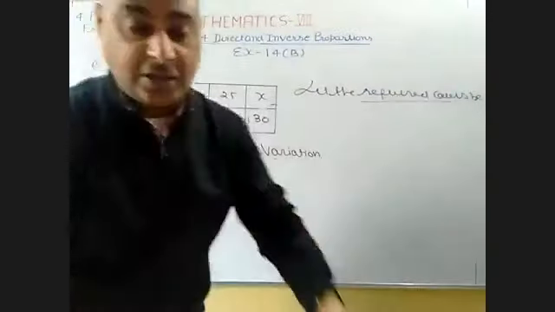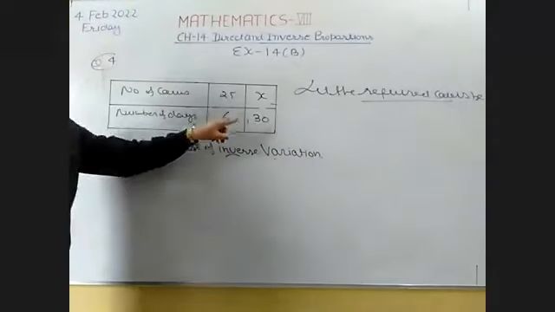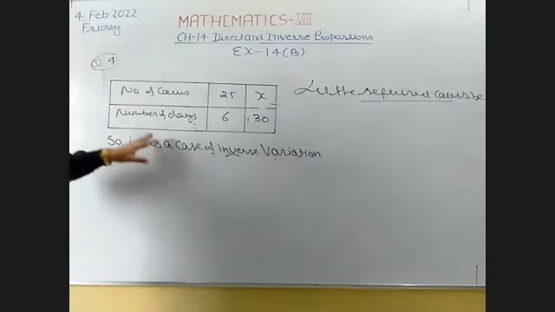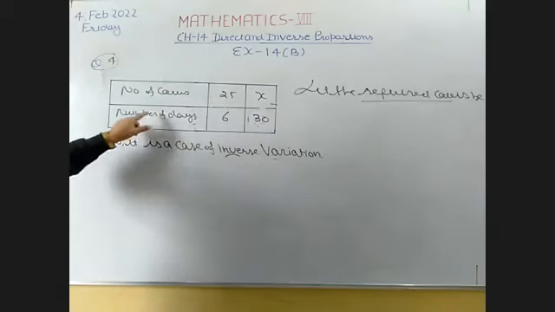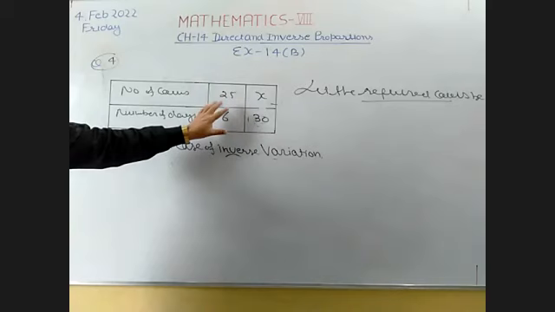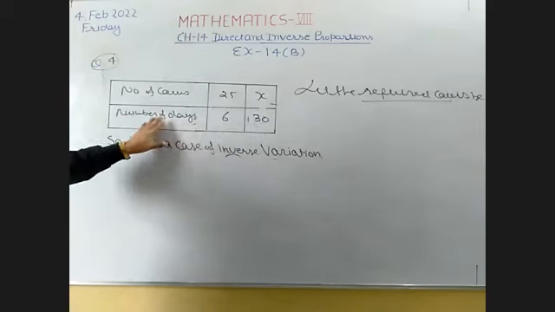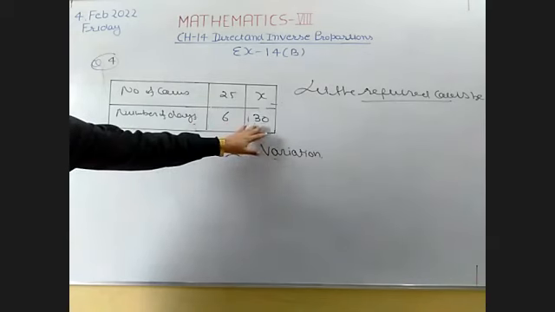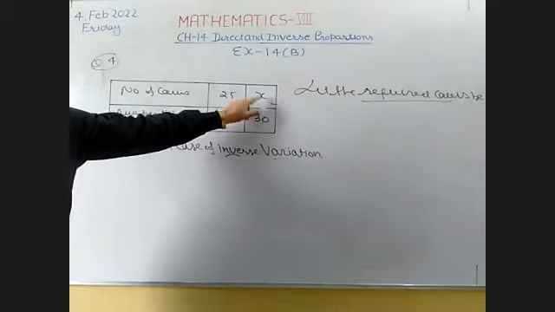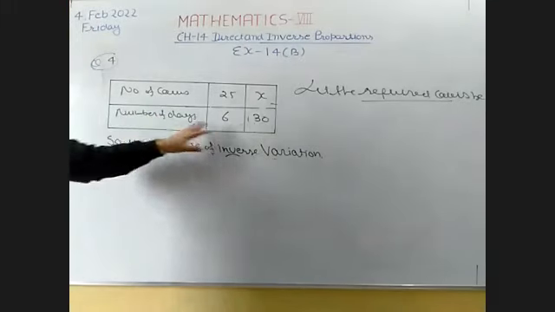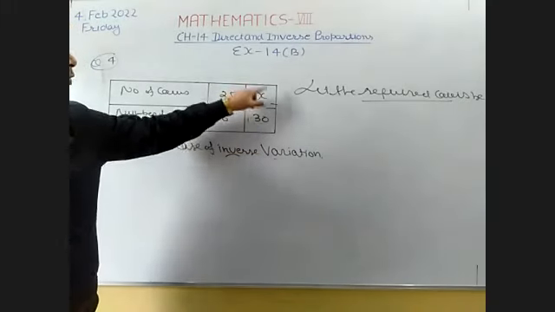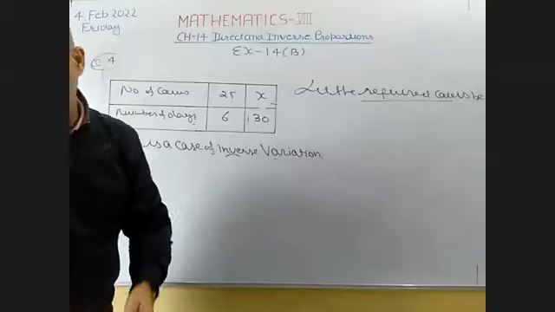First check whether it is the case of direct or inverse relation. See what is given. The number of cows is 25, and 25 cows are going to graze the same field in 6 days. Now I increase the number of days. My question is, when I increase the number of days, will this number of cows increase or decrease?